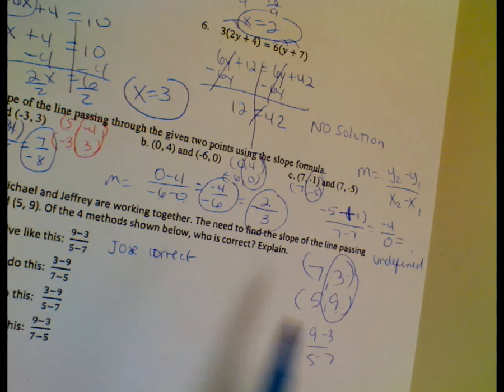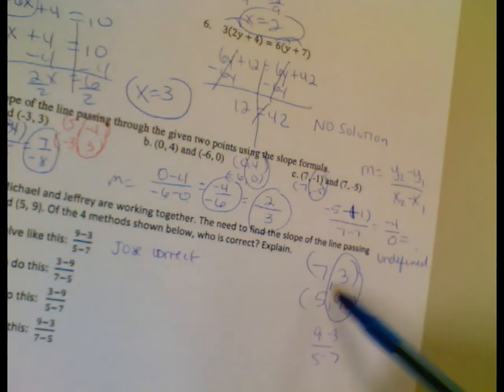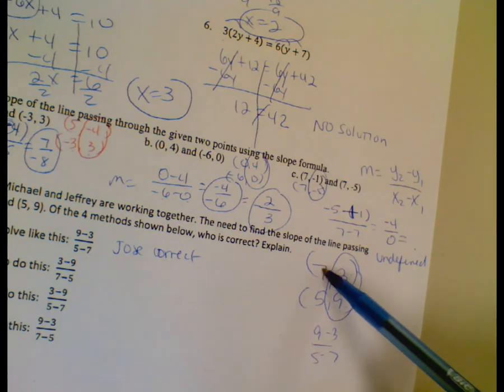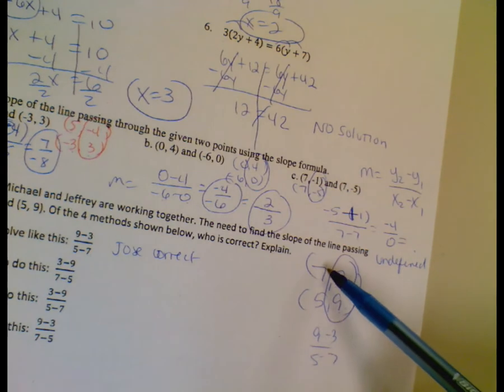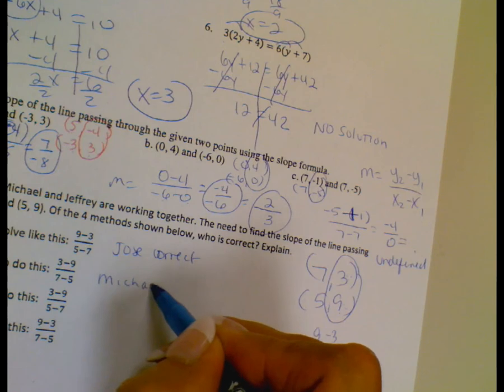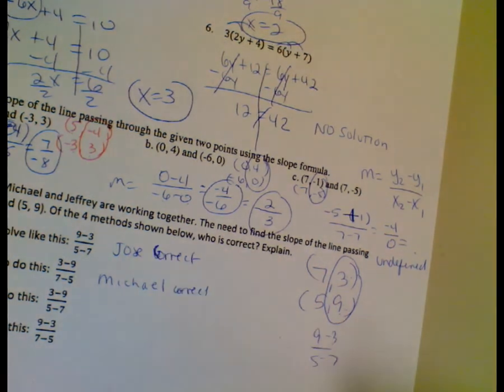Is Michael right? He did the first one minus the second one, which is okay as long as you do the first one minus the second one here. Did Michael do that? He did 3 minus 9. He did y1 minus y2, and then he did x1 minus x2. That's correct. First one minus the second one. So he's also correct. Michael is also correct. Looks like 2 of them are correct.